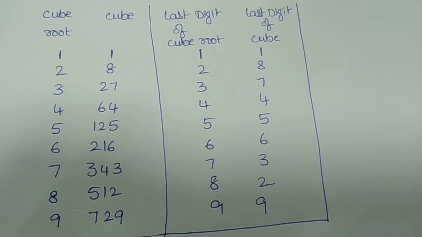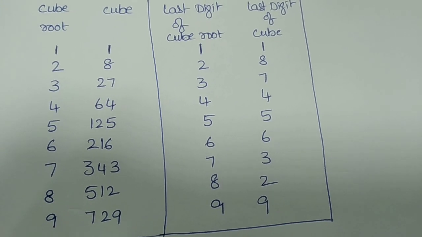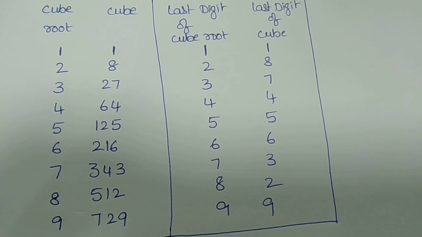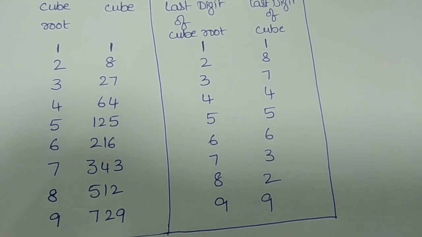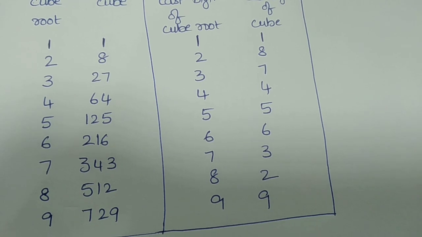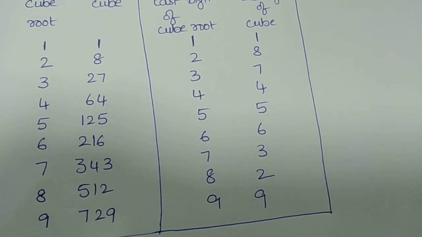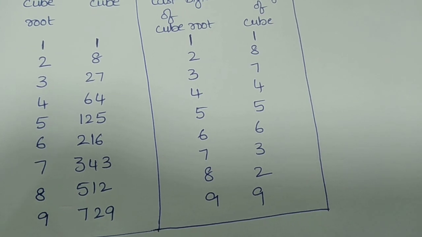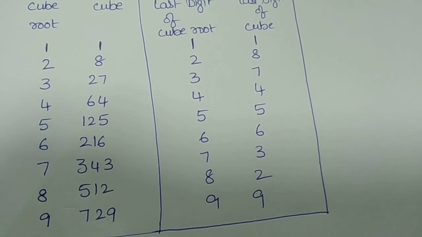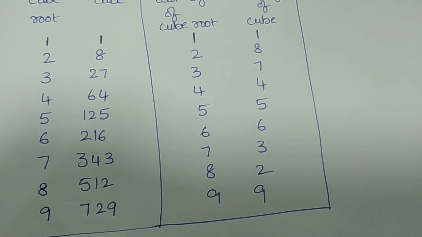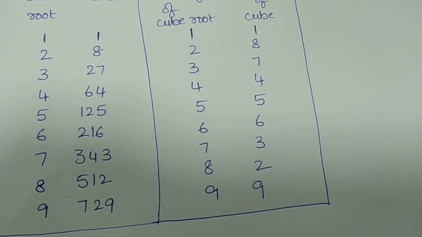In competitive exams, sometimes we see questions to find out cube roots. For that, we'll see a simple logic. We know all the cubes and cube roots from 1 to 9. So now we find out the cubes of the digits from 1 to 9. In that, the cube of 1 is 1, of 2 is 8. We know all these values up to 9.